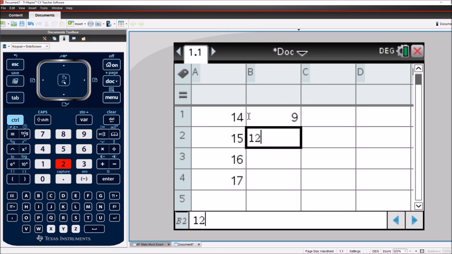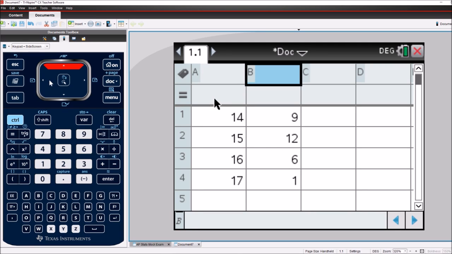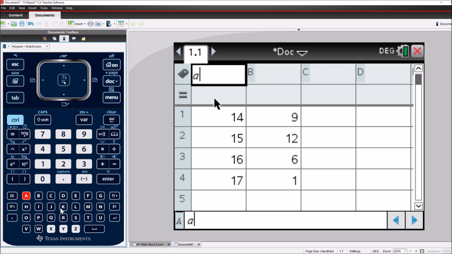Then I need to go back up to the top and name these. On the left, those numbers were age. And on the right, those are the frequency. I'm just going to call that FRE instead of writing out the whole word.